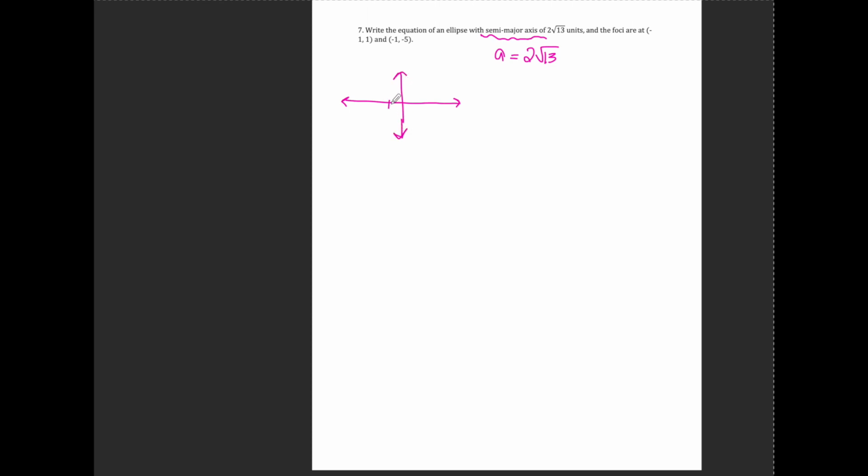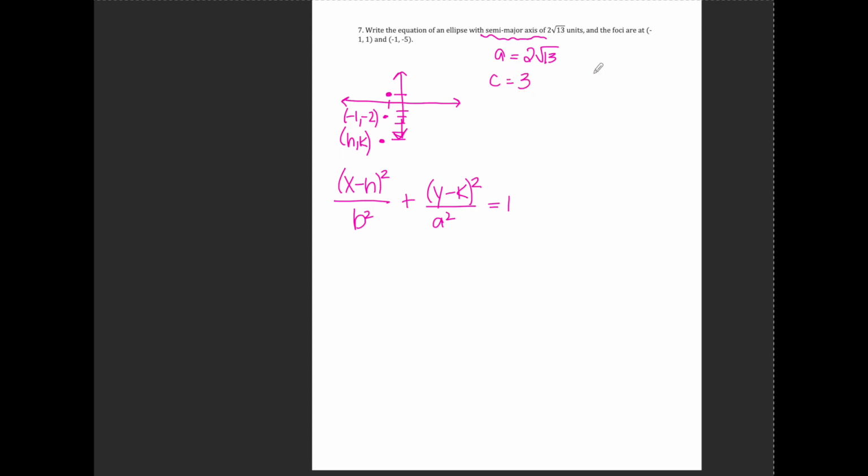So my foci are at (-1, 1) and (-1, -5). I know that my center is going to be midway between these two values. So 5 and 1 is 6, so it's going to be 3 units away. So my center is here, which is at (-1, -2). Since this ellipse is opening up vertically, this is going to be a y-type, and the center is not at (0, 0), so I need to write it as x minus h. So it's going to be (x minus h) squared over b squared plus (y minus k) squared over a squared equal to 1. I know that my c value based on the graph that I just drew is 3.